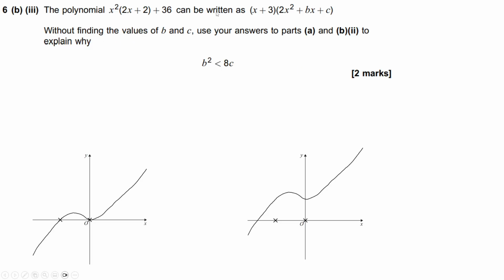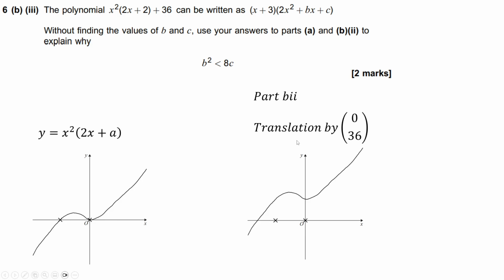We've got this polynomial here, as we already saw earlier, and apparently it can be written in this form. This tells us that -3 is a solution, so it has at least one solution. And we need to show that somehow b squared is less than 8c using part A and part Bii. This is part A, and this is part Bii. So part Bii was just showing that it was a translation, and part A was just sketching the original curve.